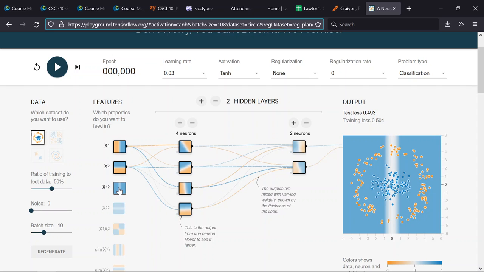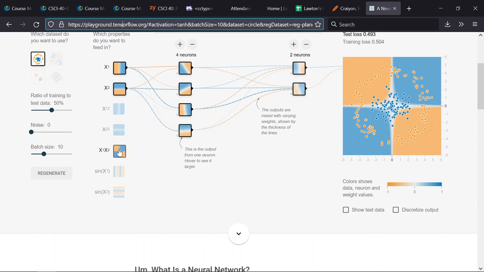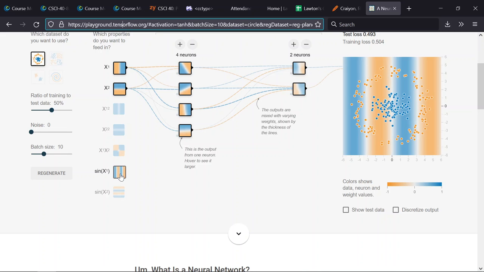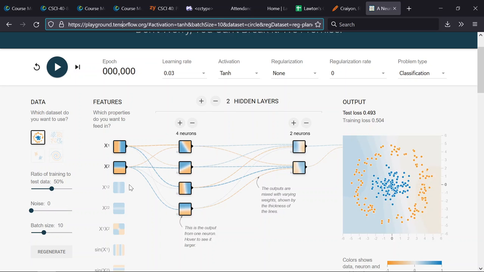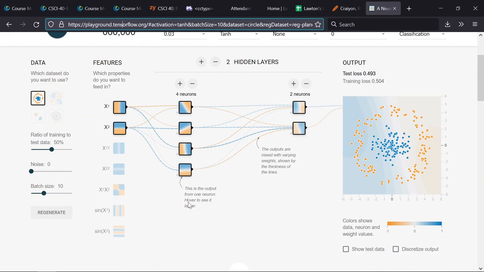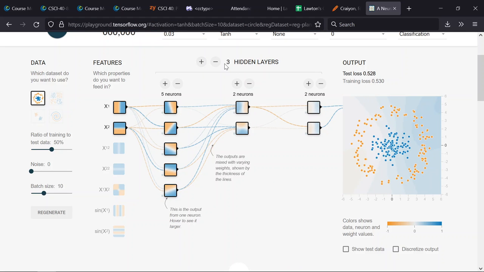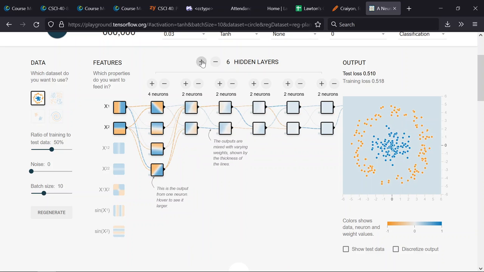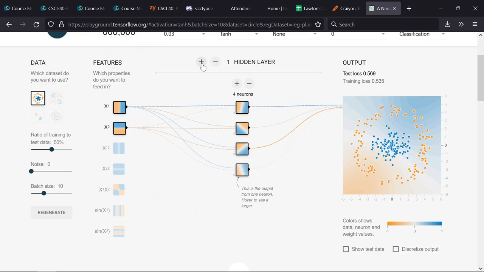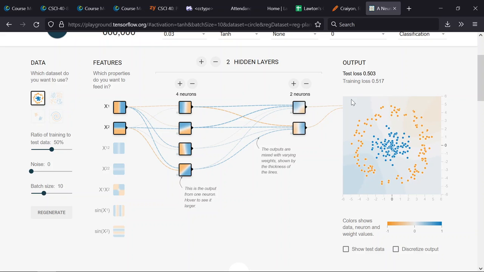And these are very horribly labeled, but x1² is really x1 squared. So it's the x-coordinate squared, this is the y-coordinate squared, this is the x-coordinate times the y-coordinate of the point, this is the sine of the x-coordinate of the point, the sine of the y-coordinate of the point. And so these are a bunch of neurons. These are your input neurons. Here are weird combinations of those neurons. These are called hidden layers. You can add some more hidden layers if you want, as many as you need: 2, 3, maybe 6 hidden layers. Play around with that. And then there's an idea of an output layer.